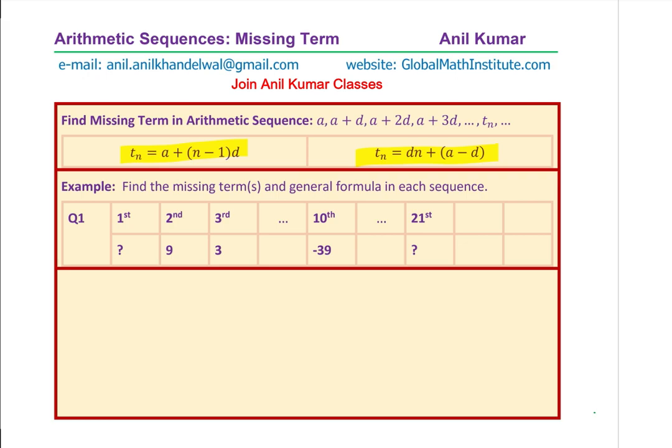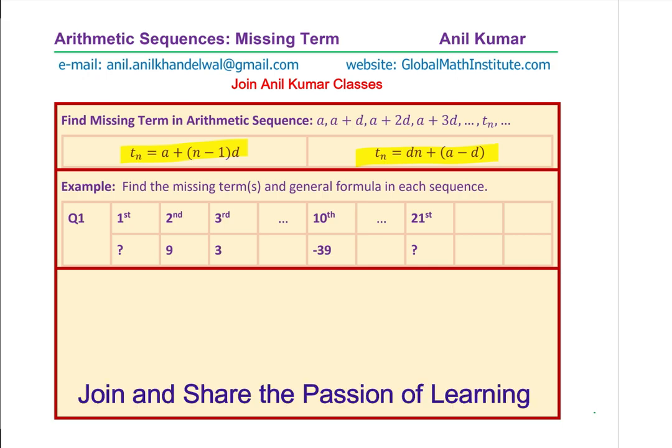In many test papers, all the formulae are given to you, no need to remember, and you can always derive them if required, if you have understood the concepts. Now, let's look into question number 1, which is find the missing terms and general formula for each sequence. Now, we know that these are arithmetic sequences. In short, I wrote this here.